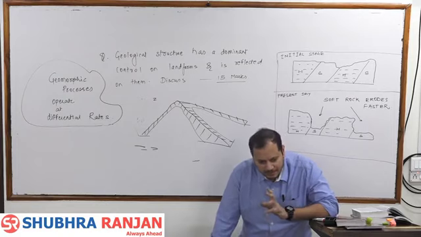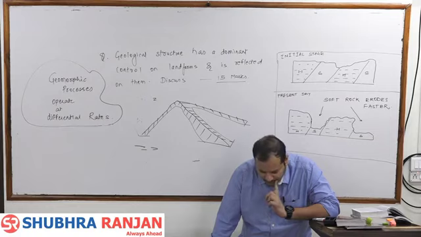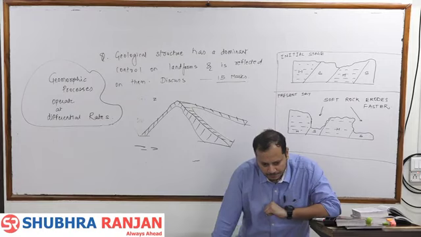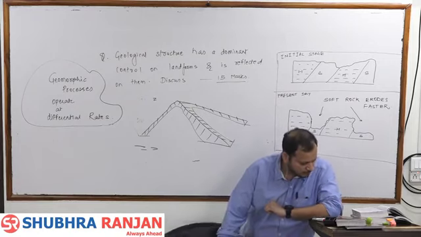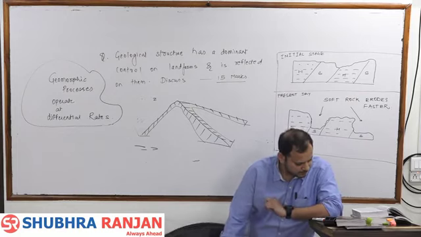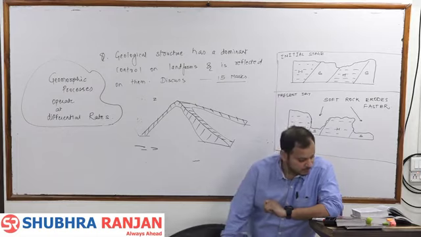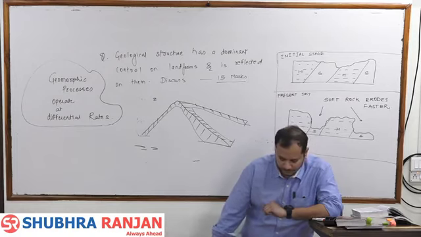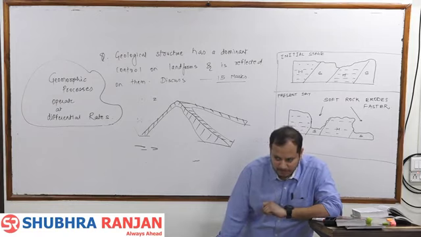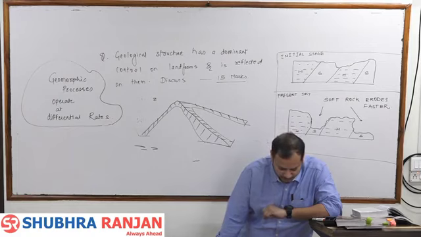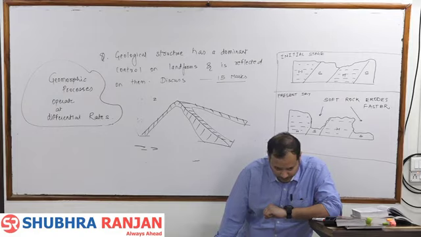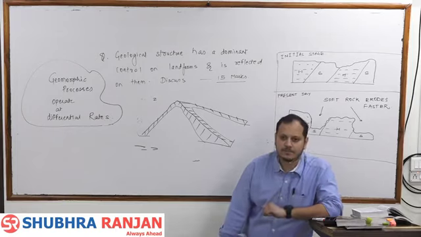The intensity as well as the type of the geomorphic processes vary from region to region. This variation, full stop ke baad, this variation may be due to different climatic conditions or due to structure.